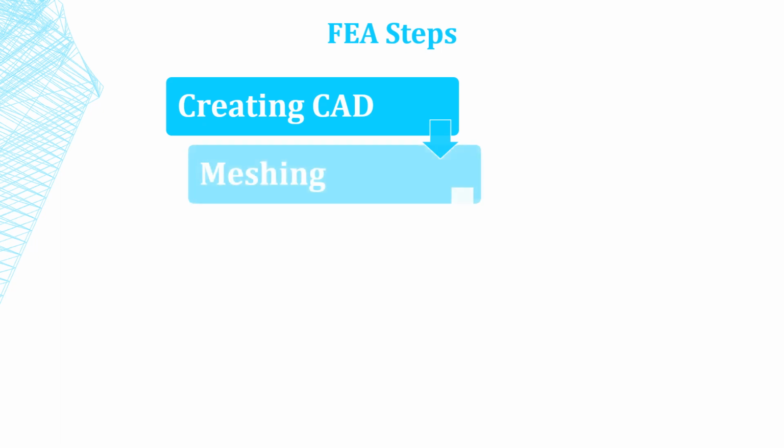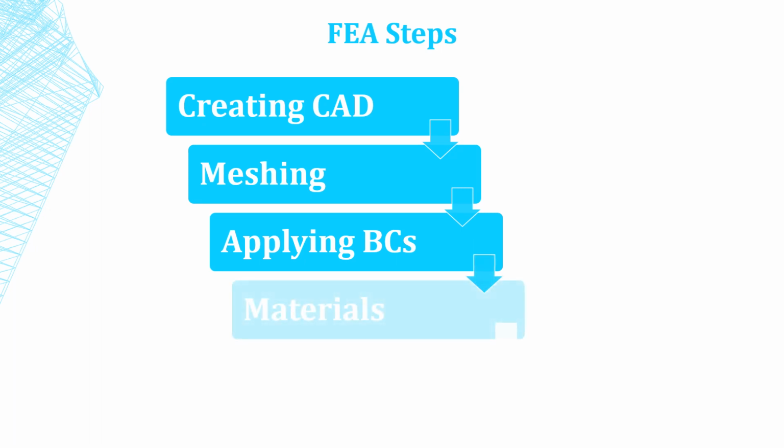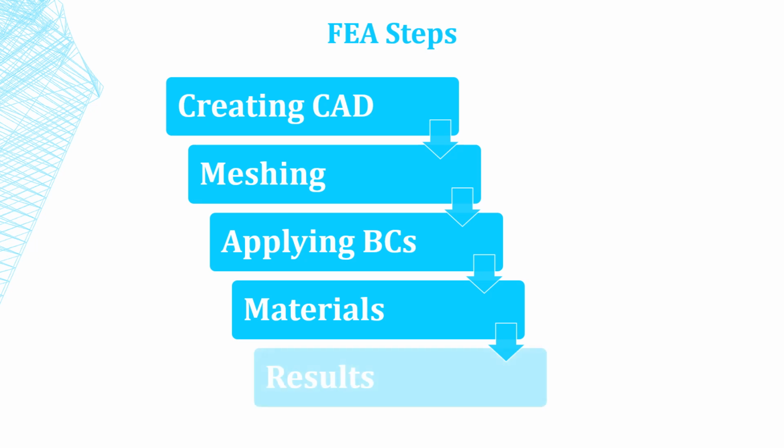Created mesh can be 1D, 2D or 3D depending upon the CAD. After we have the meshed model, loads and constraints need to be applied in the next step. After applying boundary conditions, applying material is a very important step. Materials of the structure need to be checked and applied in this step. The final step is results. In this step we get the calculations of stress, deformations and many other parameters. Now let's understand each step in detail.